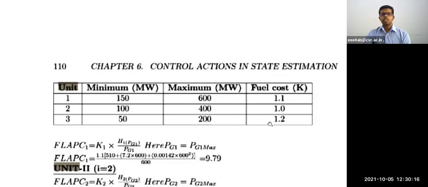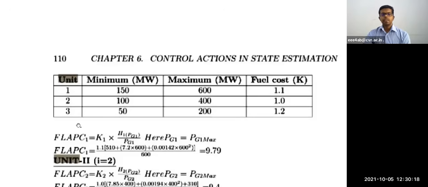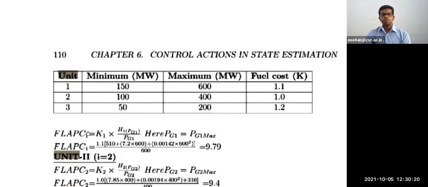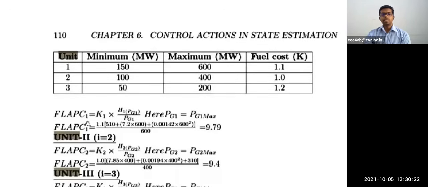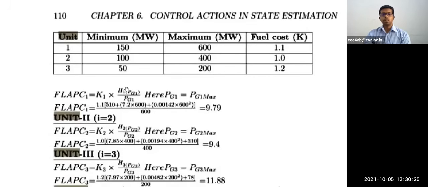So what is the first step? We need to formulate the FLAPC. FLAPC of the first generating unit, FLAPC 1, is equal to K1 into H1 of Pg1 divided by Pg1, by substituting Pg1 as Pg1 maximum. Similarly, based on the heat rate, we need to substitute Pg maximum. What is the Pg maximum that is being given in the problem? Here from the problem itself we can take the maximum value as 600 megawatt.